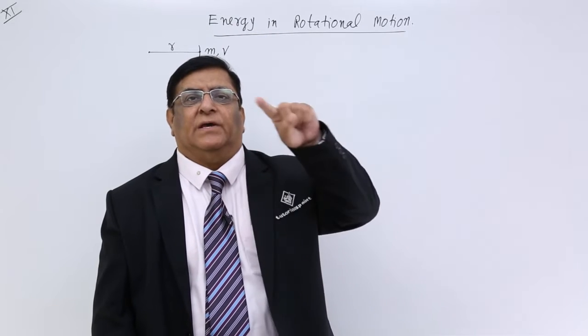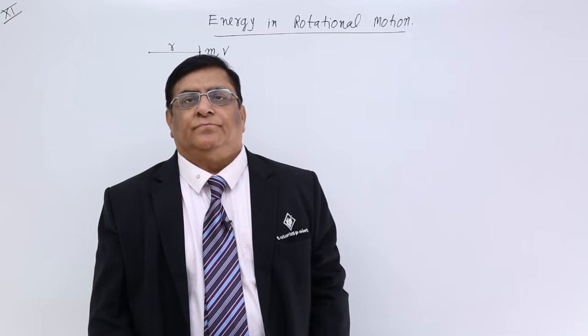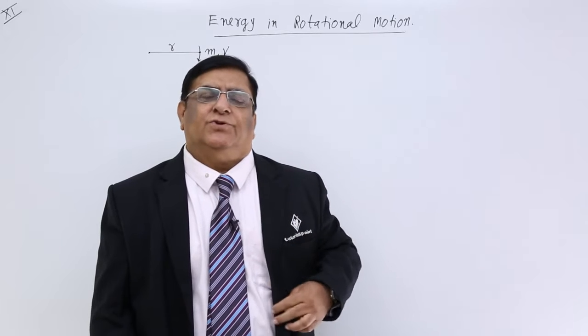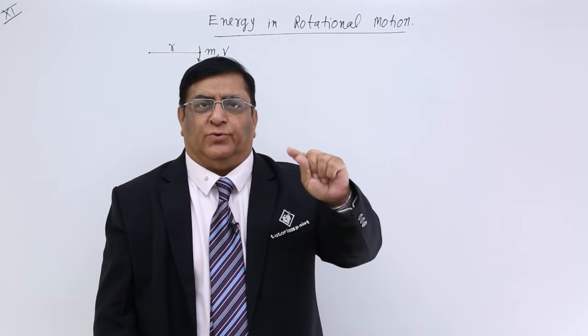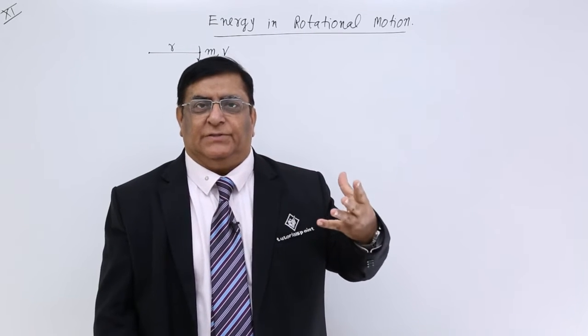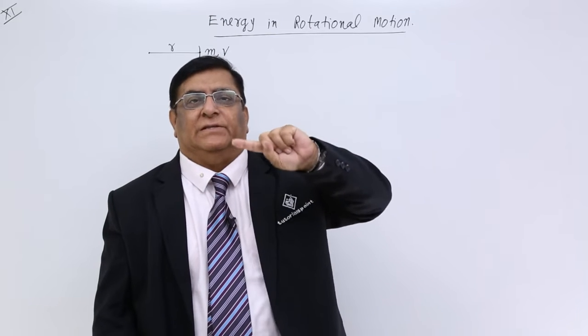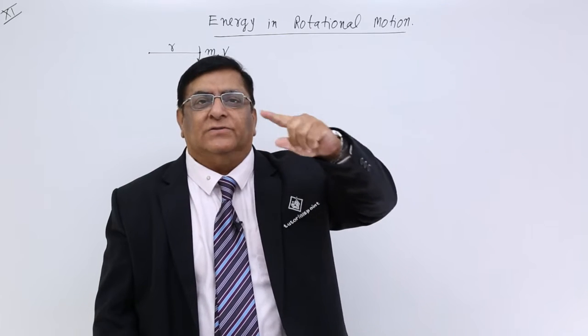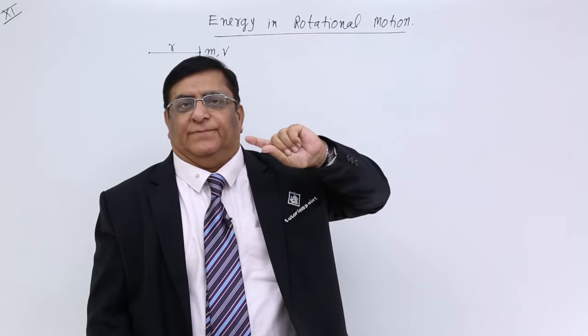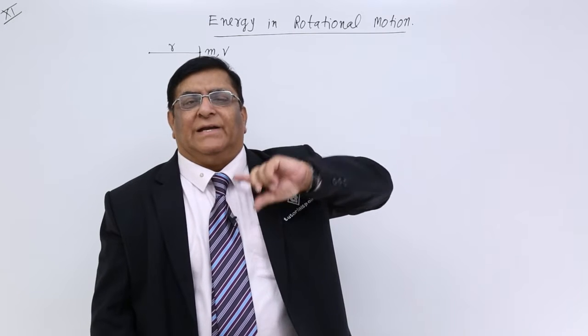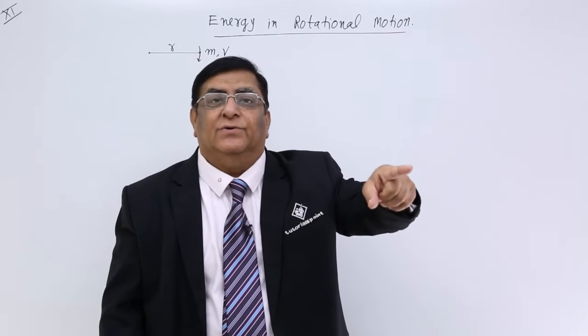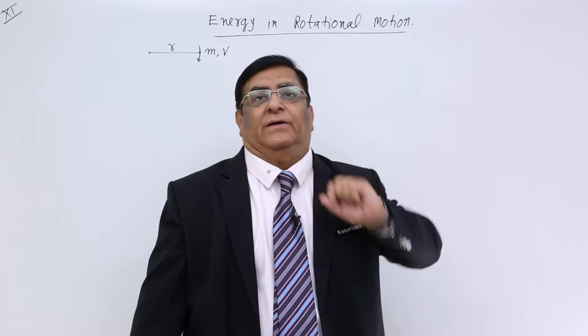When a particle is making a circular motion, how can it make a circular motion? We have to apply force, use our energy to develop velocity in that particle, and because of that it will make a circular motion. So that energy is converted into the kinetic energy of that particle.